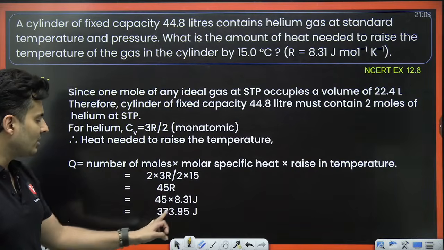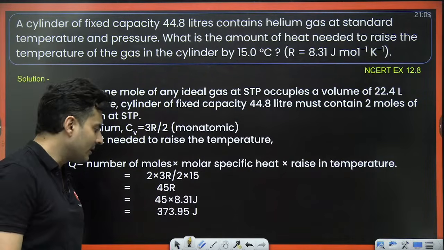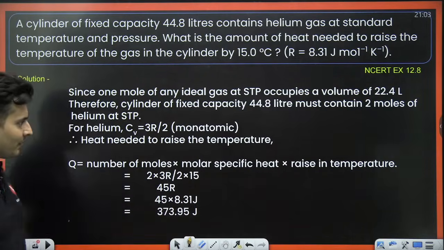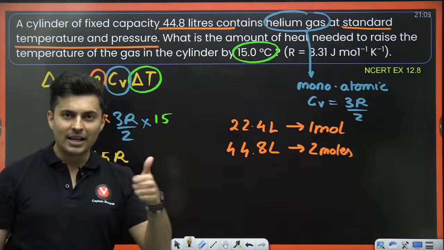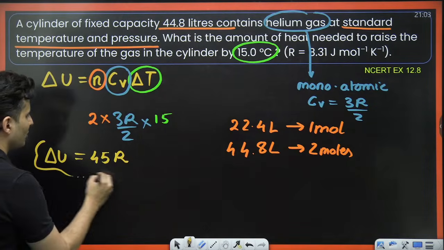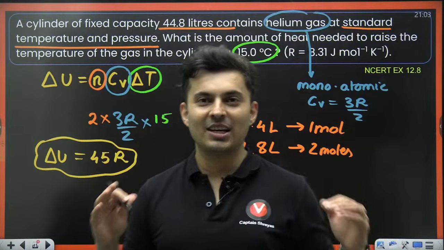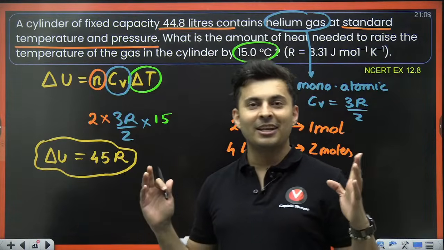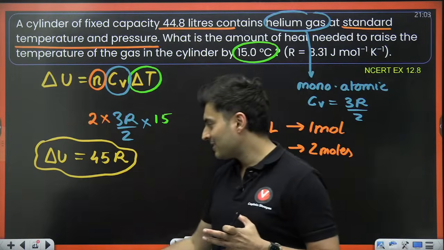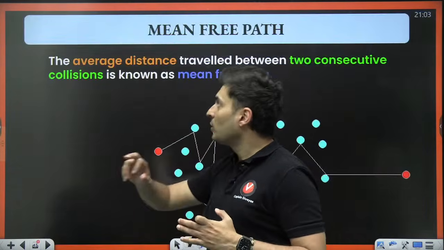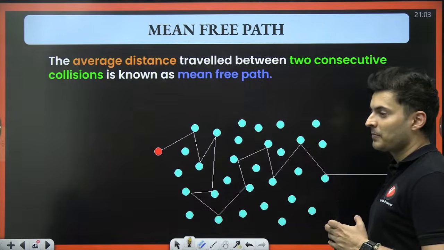Yes, if you substitute the value, it comes out as 373.95 joules. Perfect. Understood? Everybody with me? How do we solve this question? Very nice question based on equipartition, degrees of freedom, specific heat capacity, internal energy of the gases. Now let's go to mean free path.